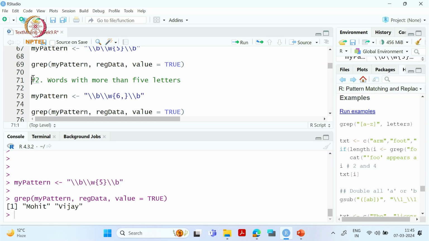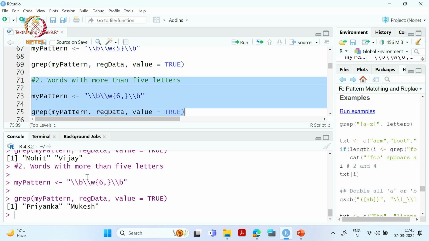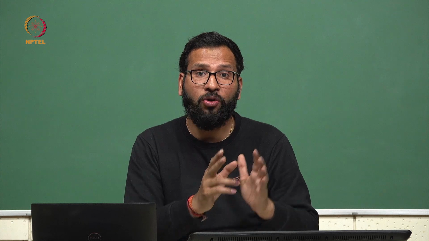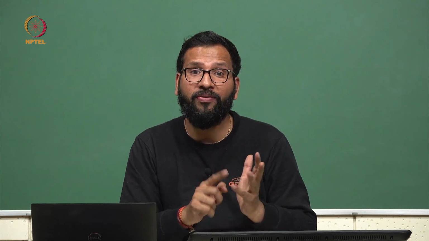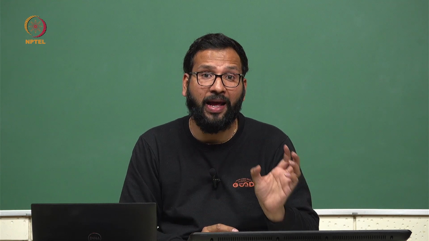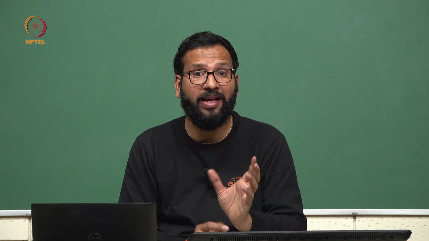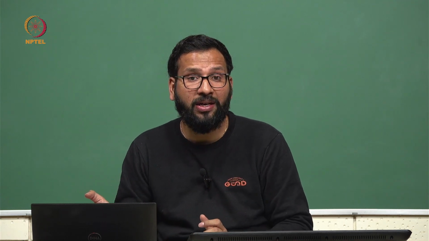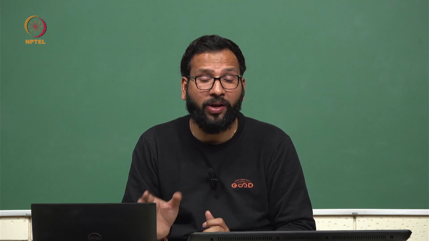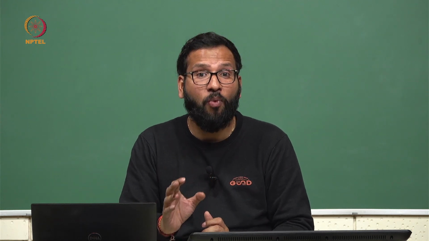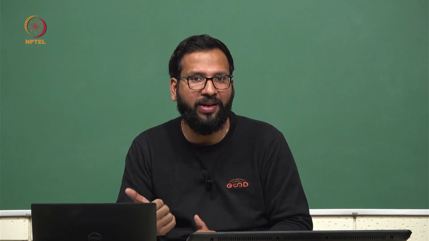Okay, so among the 4 words, there are 2 words, Mohit and Vijay, which have a length of 5 letters, and then we have another set of words, Priyanka and Mukesh, which have more than 5 letters. So Mukesh has 6 letters and Priyanka has 8 letters.